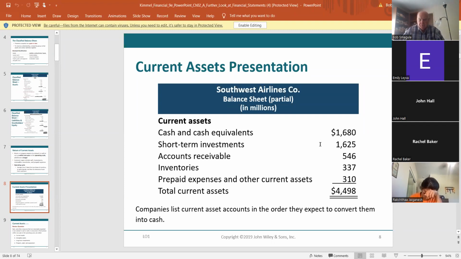And then they have some short-term investments. Maybe they went out and bought some stock. And then they have accounts receivable and inventories, okay? Prepaid expenses, the total, $4,498. And notice that little blurb on the bottom. Companies list current asset accounts in the order they expect to convert them into cash, in the order of liquidity.